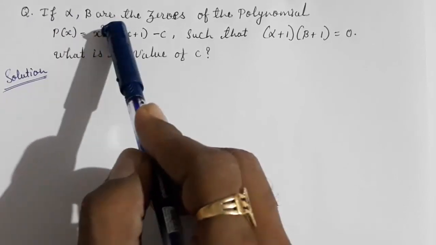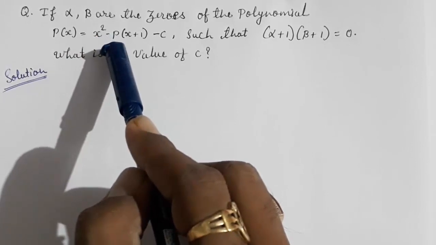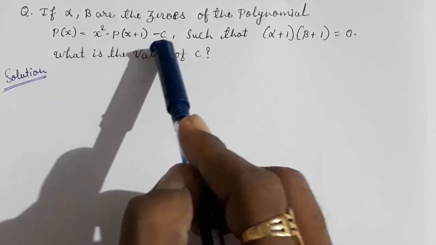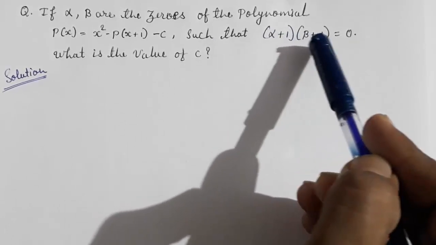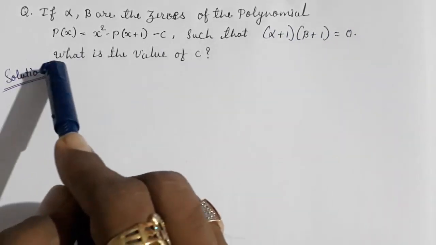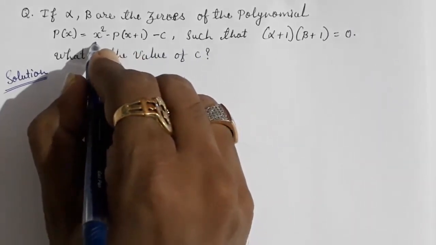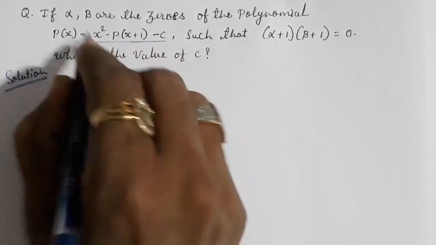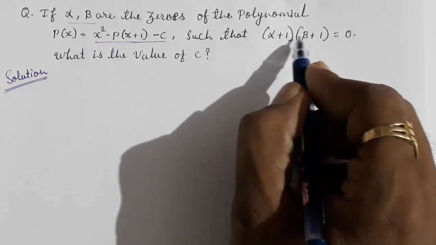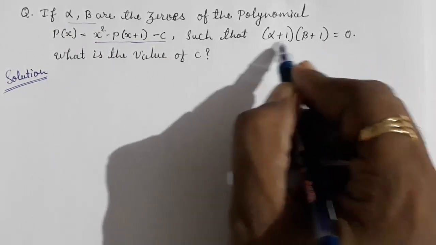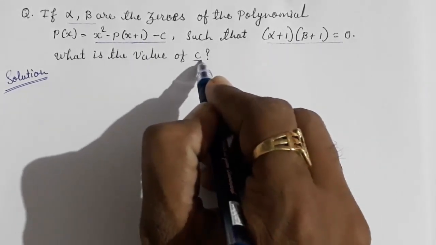If alpha and beta are the zeros of the polynomial p(x) = x square minus p(x + 1) minus c, such that (alpha + 1)(beta + 1) = 0, find the value of c. So what they told us is that this is your quadratic equation, and alpha and beta are the zeros, and they said (alpha + 1)(beta + 1) equals 0. This also they had given to us, and they told us to find the value of c.